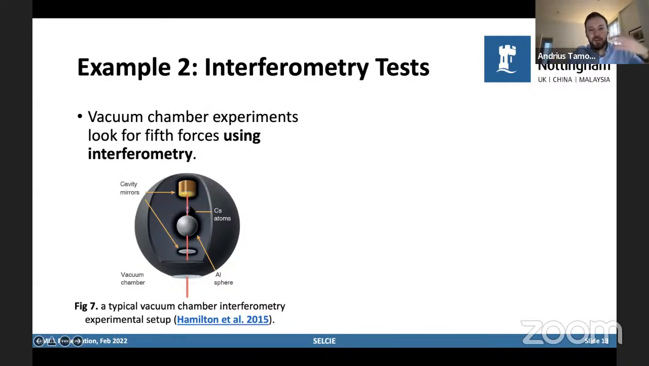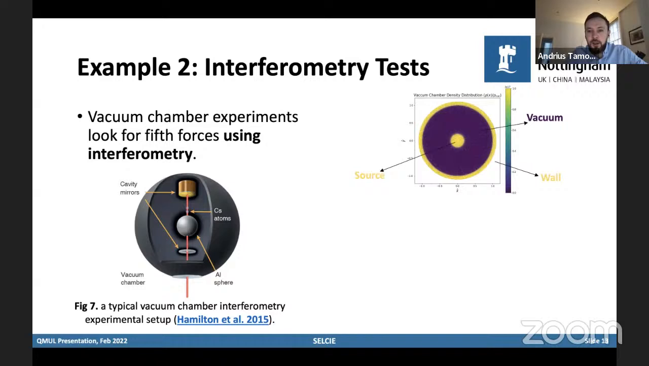And the logic is, if there's an extra force, an extra fifth force, you can in principle detect that, or at least put some boundaries on the size of this force. So if we actually model that in our code, it looks something like that. We have the vacuum, we have the wall, the source.